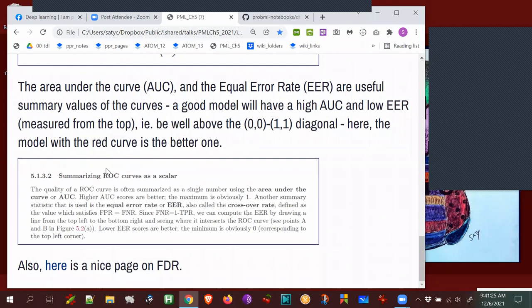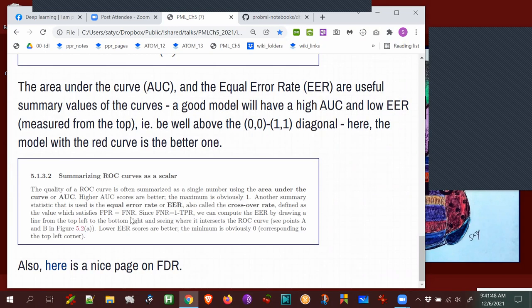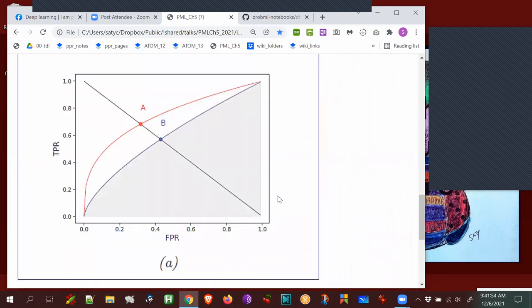Okay. So this is what I just told you. The quality of the ROC curve is simply AUC, and also the equal error rate. This is the reason why you can draw that 45 degree line with a negative slope. False negative rate is 1 minus true positive rate. And so at this equal error rate, the false negative and true positive errors meet. That's why it's called the equal error rate, EER. It's called a crossover rate. You can measure that simply with the diagonal line.